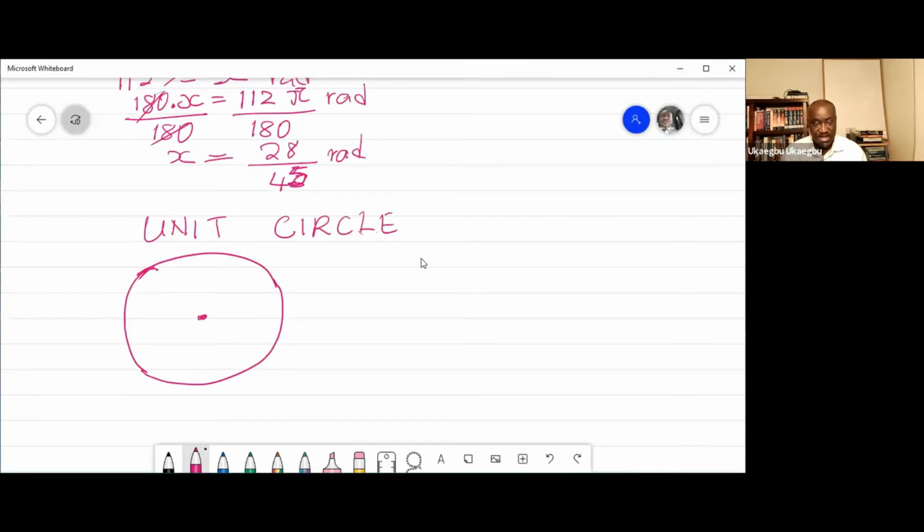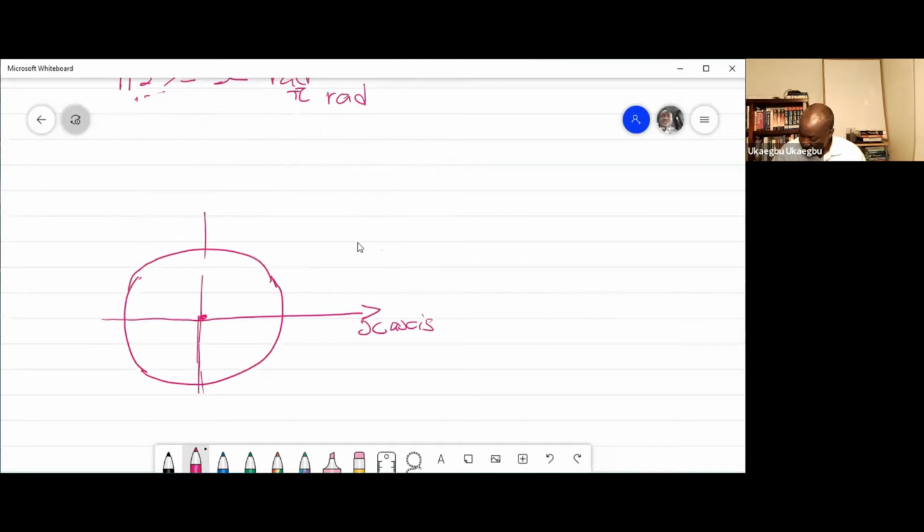And then you can divide this circle into two equal parts. So just draw a line that is horizontal through the circle. And that, you can call it your x-axis. And draw another line that divides it. So this will be the y-axis. We're still dealing with unit circle.